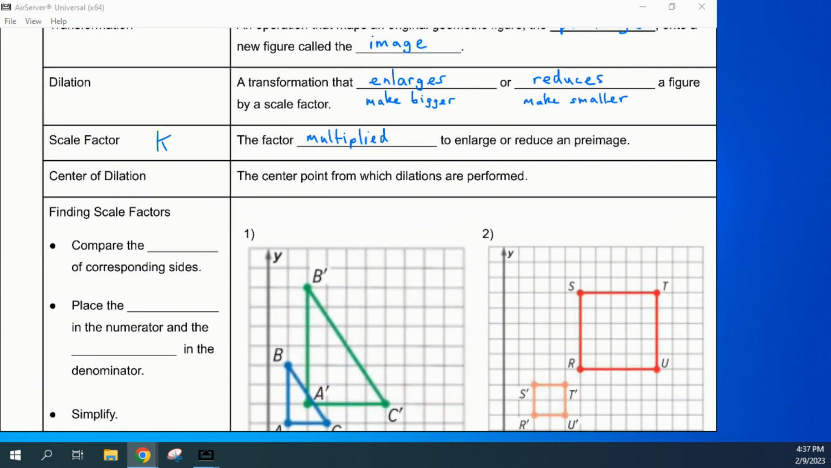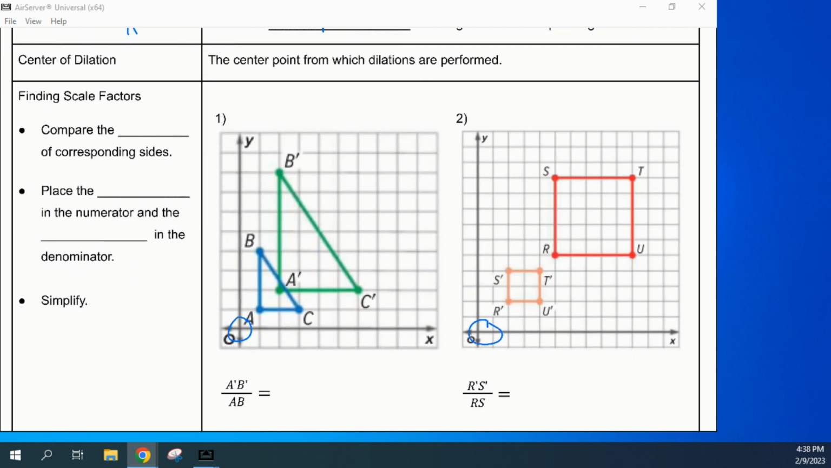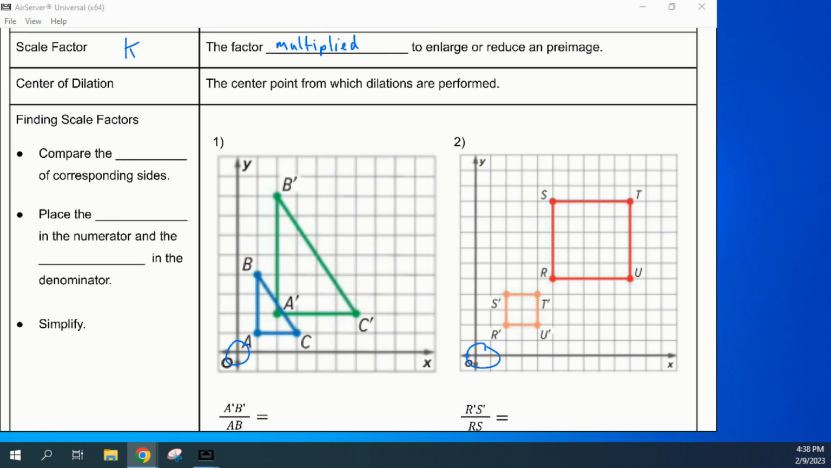If you think back to the reflections set of notes that we did, when we did our lines of reflection, we only used the x-axis and the y-axis, even though you could use a line of reflection for anything. When we dilate something, you have to dilate something from a specific point, and you can use any specific point, but for our purposes, we're just going to use the origin. That point is the center of dilation. If you look at 1 and 2 here, these two figures have already been dilated, these triangles and these rectangles. They've been dilated in relation to the origin. That's the only location that we are going to dilate our points from. So that's the whole center of dilation explanation.